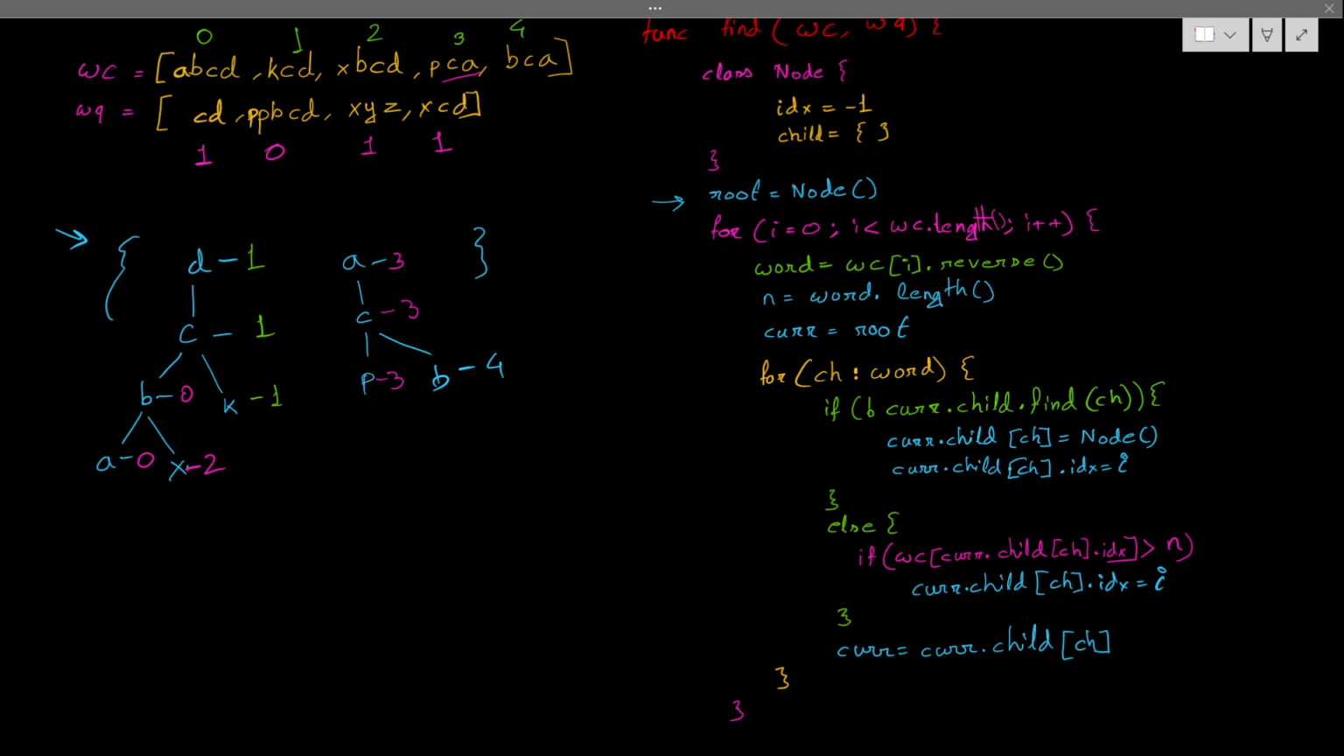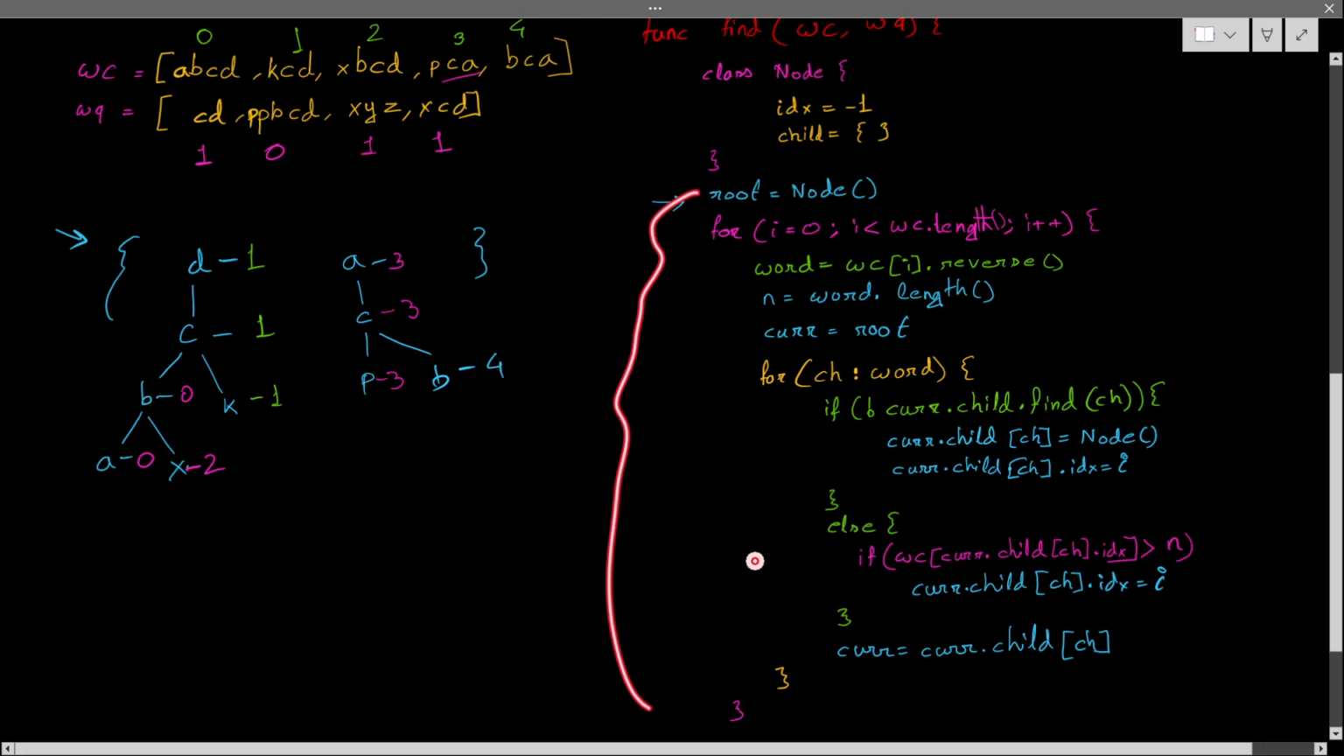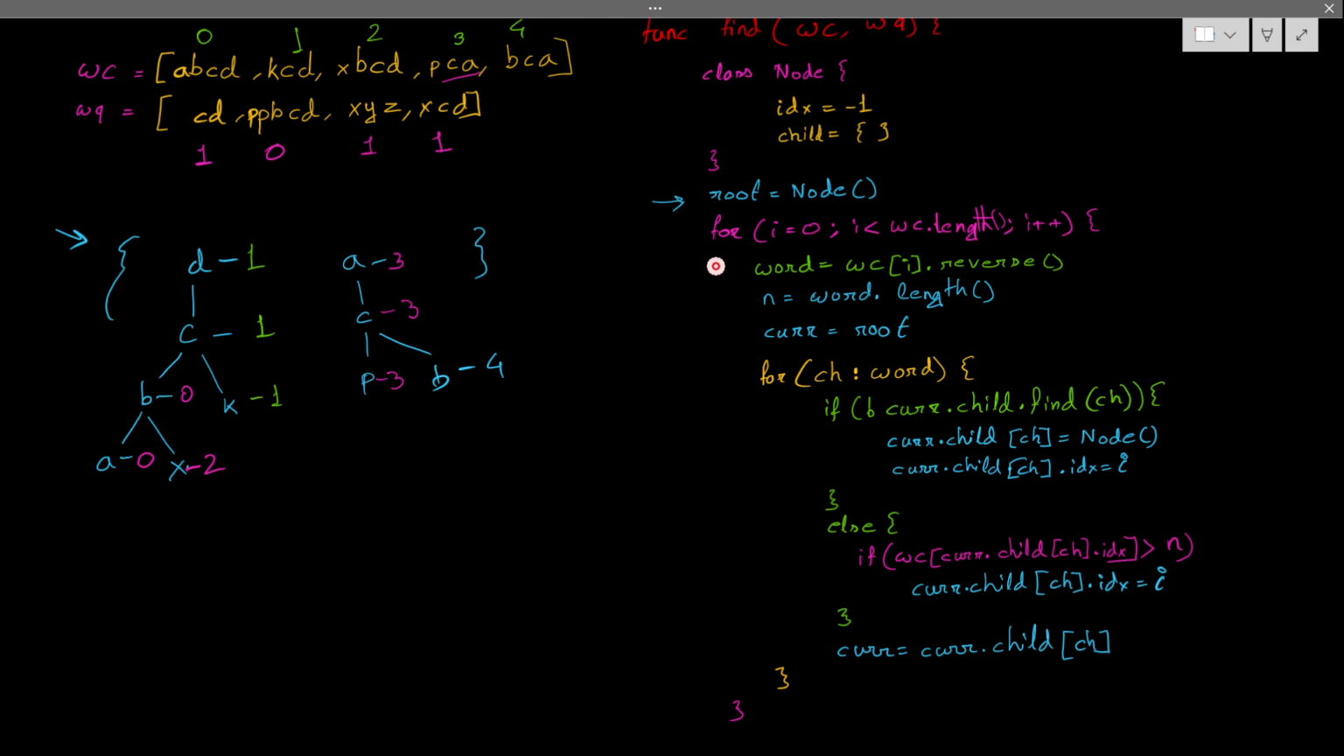Now let's see another case. Forget about the earlier case, think of it as prepared. If it is prepared, this thing is done. This is how we build a trie. This is building the trie.